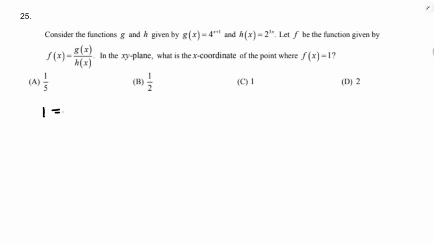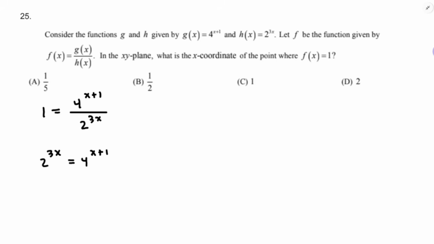So f of x equals 1. 1 is going to equal g of x, 4 to the x plus 1, divided by h of x, which is 2 to the 3x. Okay, I'll multiply both sides by 2 to the 3x. Now if I want to take a log of both sides, really I think it would be most effective if they had the same base. Or if these two expressions had the same base, we could just clearly equate the exponents, since it would be exponential equals exponential.